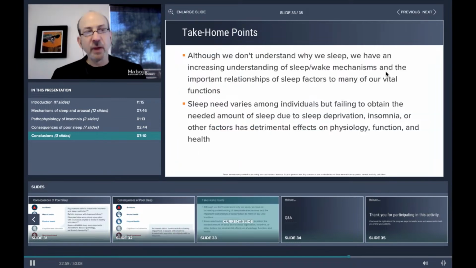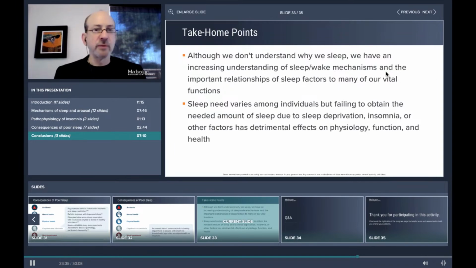So I want to stop there and just quickly summarize, and then we'll go to questions. It's clear we don't understand why we sleep, despite spending a third of our time doing it. This remains one of the great mysteries of human and animal existence. But we have increasing understanding of the pathophysiology of sleep problems, and an understanding of basic sleep-wake mechanisms. And it's clear in looking at this that sleep is vital to many of our important functions.